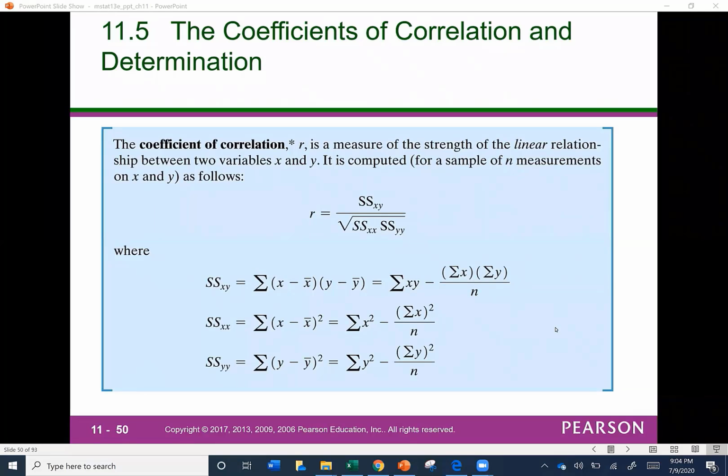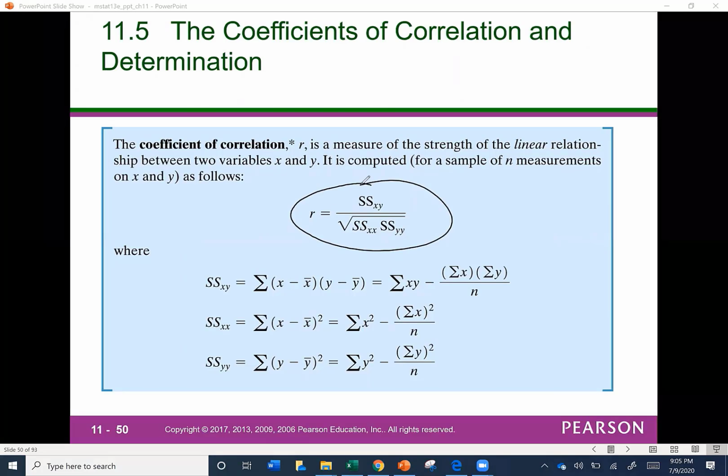Coefficient of correlation. Coefficient of correlation and determination are the most important concept in this chapter. A coefficient of correlation is a measure of the strength of a linear relationship between two variables x and y, and is computed by this statistic.